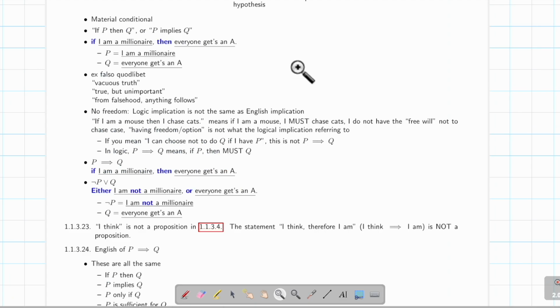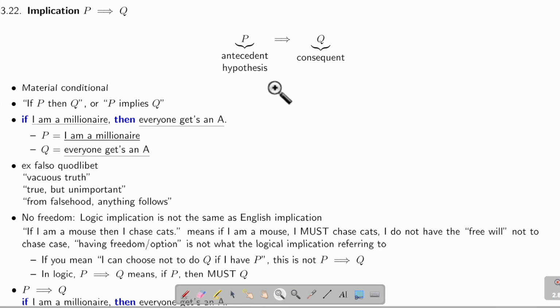Okay? So now let's go to the most exciting thing. P implies Q. And we call this thing implication. This reads as if P then Q. Or you can say P implies Q. Here's an example. If I am a millionaire, then everybody gets an A. So P is I am a millionaire. Q is everybody gets an A.